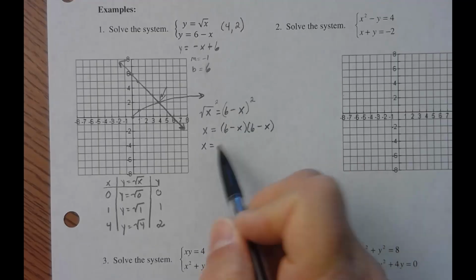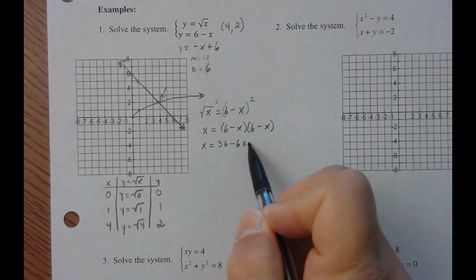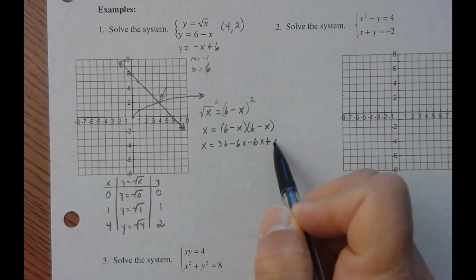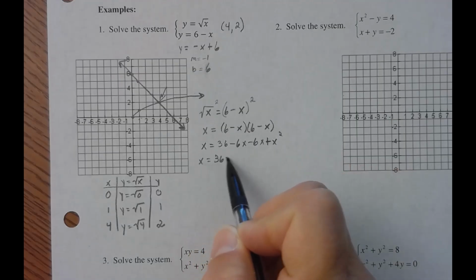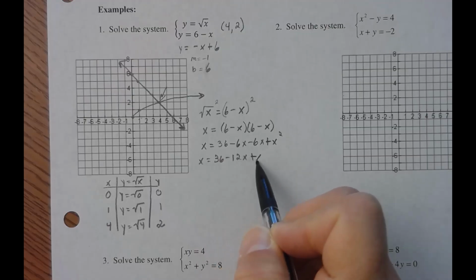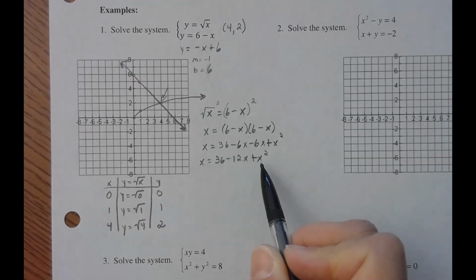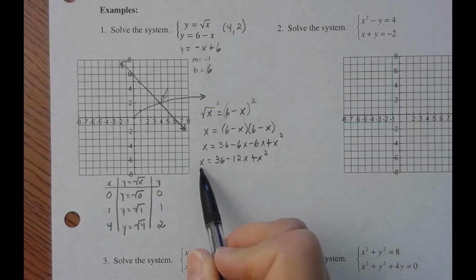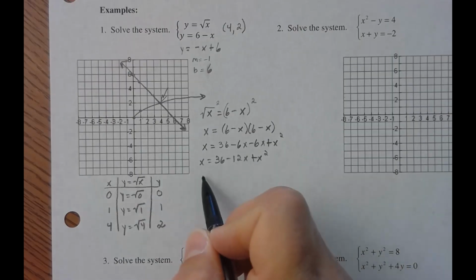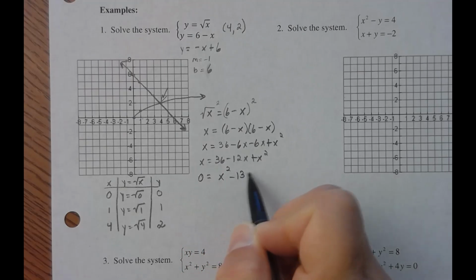I have to use the distributive property to multiply this out. So I get x equals 36 minus 12x plus x squared. Now this is a quadratic equation, so in order to solve for x, I need to set it equal to 0. I'm going to subtract x over, and then when I write this down, I'm going to rearrange it so that it's in standard form.